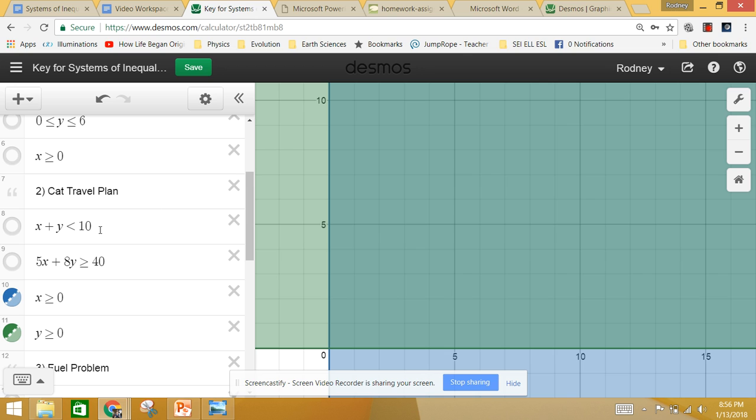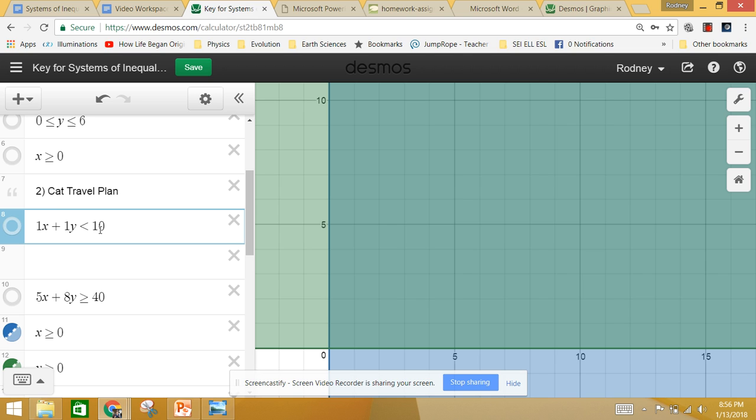Now here I have my other inequalities. This is my simple one. This is in standard form. My coefficients are 1 and 1. And if I make x equal to 0, so first of all, graphing inequalities, just a reminder, the first thing we need to do is graph a line that's going to be a boundary line. So I'm going to use all my line graphing tools.